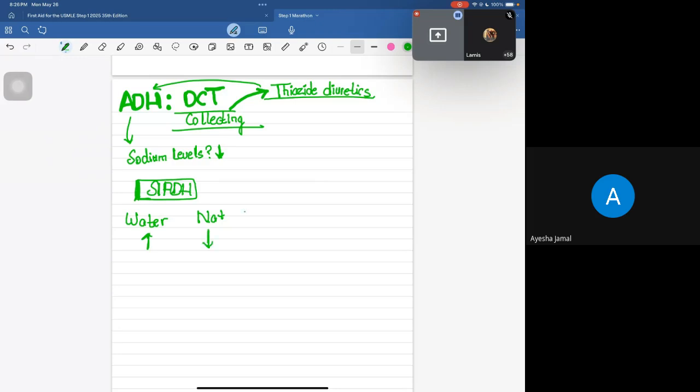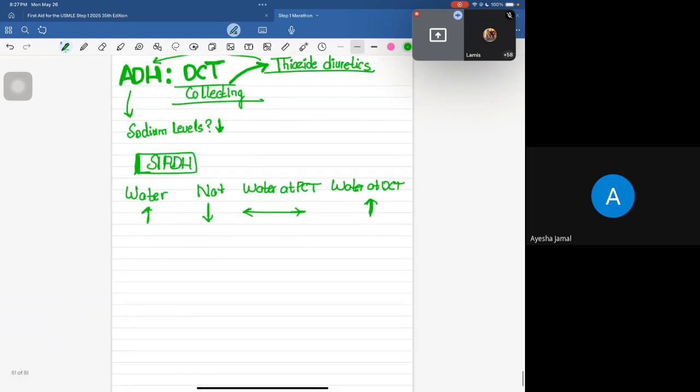Then they're going to ask about water absorption at the proximal convoluted tubule. At the proximal convoluted tubule, the water absorption is not going to change. It's going to remain the same. And then there would be water absorption at the distal convoluted tubule, and it's going to be increased. So this is how you can be tested regarding hormones. Keep this in mind. You have to know where these specific hormones work. Now you have to know the regulation of these hormones as well.